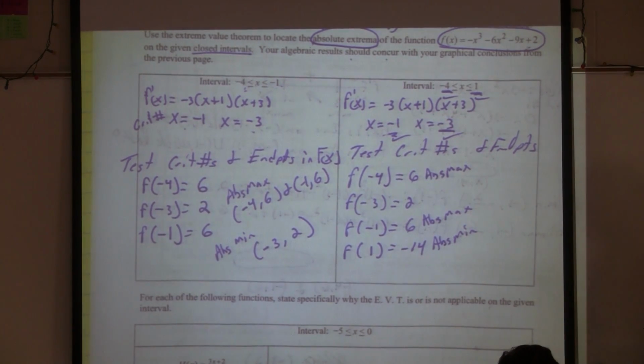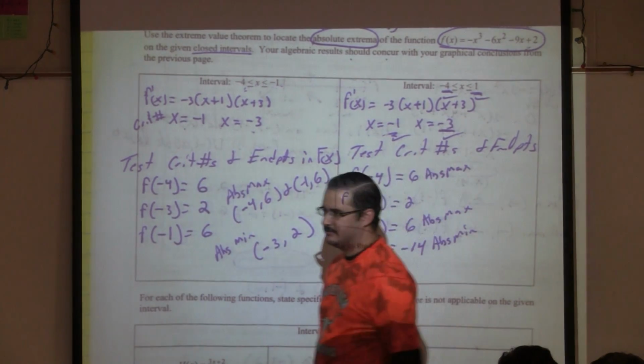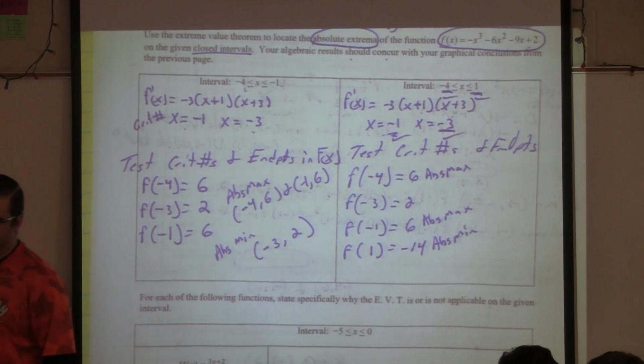Do they match what we got on the other side with the graphs? For those intervals? They should.